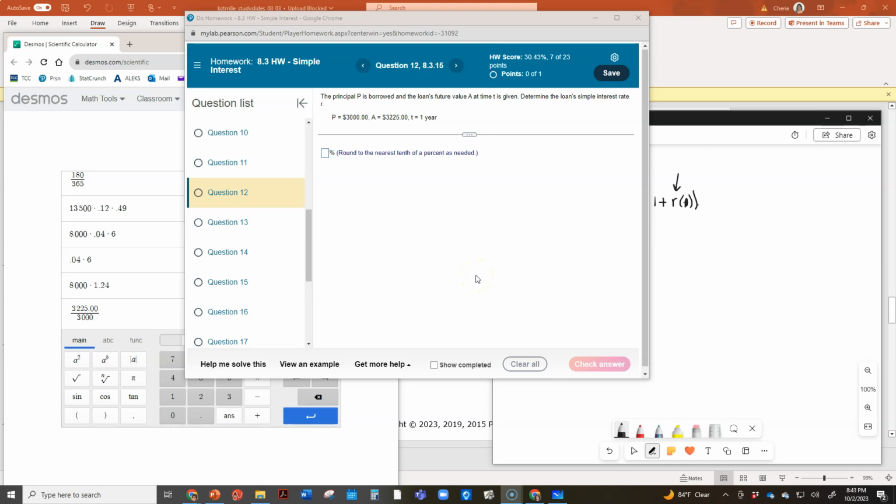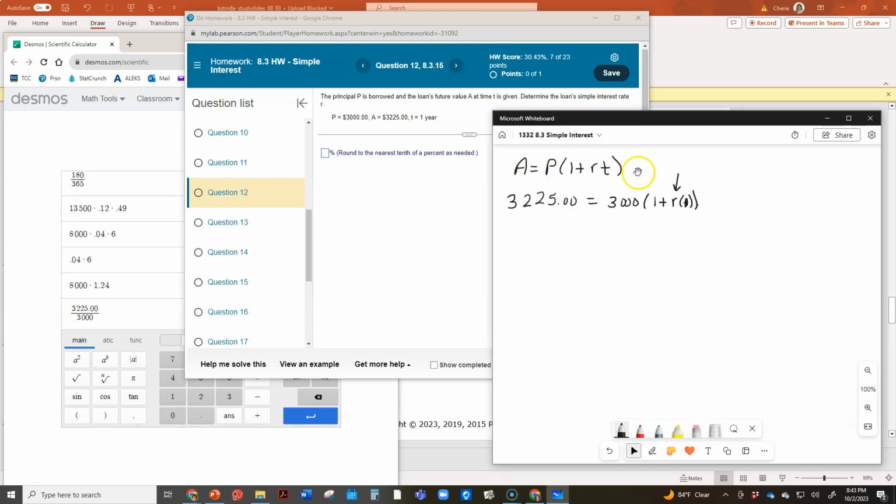So I think numbers 9, 10, 11 were just like problem number 8, so I'll let you work those out. Number 12 gave us something a little different. It is the same formula, but we are solving for a different variable. They want us to find R.